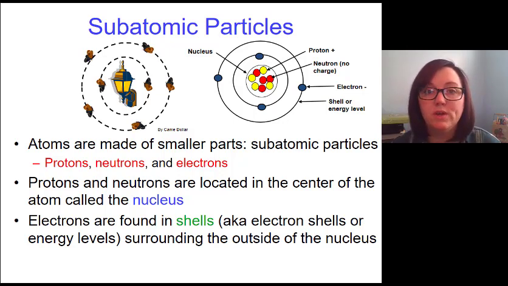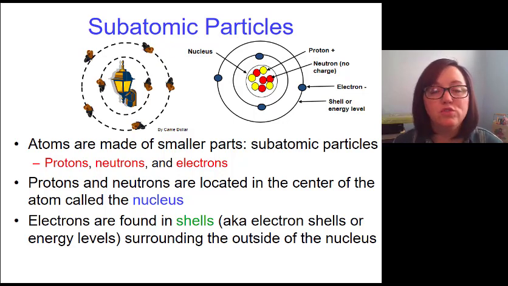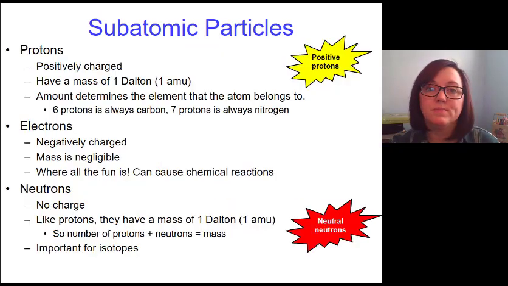In this picture here, we can see that our atom has a nucleus. The yellow structures are protons. The red ones are neutrons, and those are located in that center part, that nucleus. And then the electrons, represented by the blue circles, are located outside of the nucleus. So let's talk about these subatomic particles in a little bit more detail.